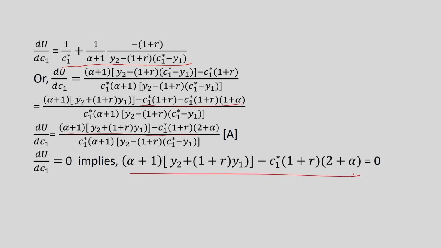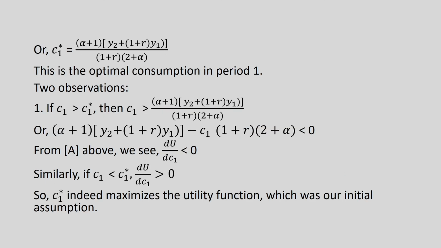So, this is what it means: (alpha plus 1) multiplied by y2 plus (1 plus r) multiplied by y1 minus C1 star multiplied by (1 plus r) multiplied by (2 plus alpha) is equal to 0. Here is an additional bracket which should not have been there. Then we simplify this condition and solve for C1 star, and C1 star becomes this expression: (alpha plus 1) multiplied by y2 plus (1 plus r) multiplied by y1, divided by (1 plus r) multiplied by (2 plus alpha). This is the optimal consumption in period 1.